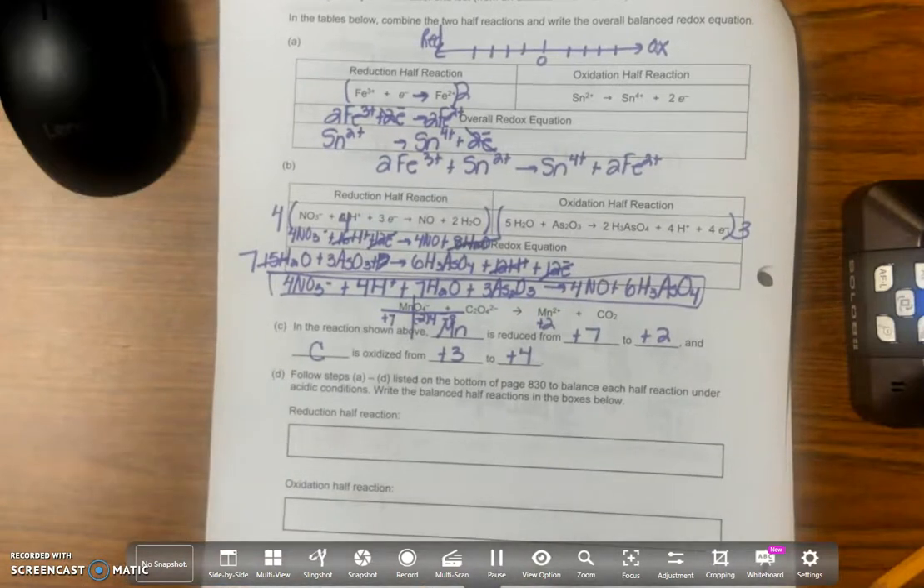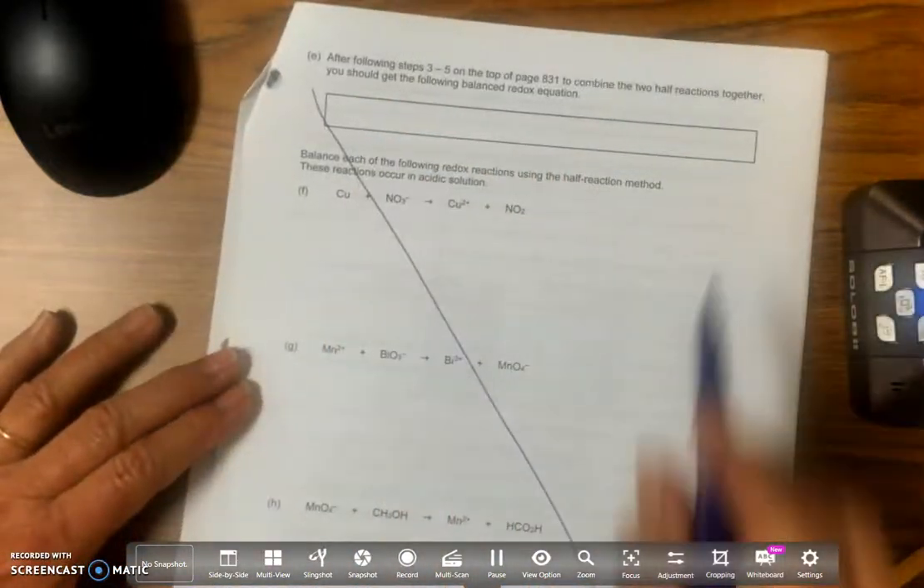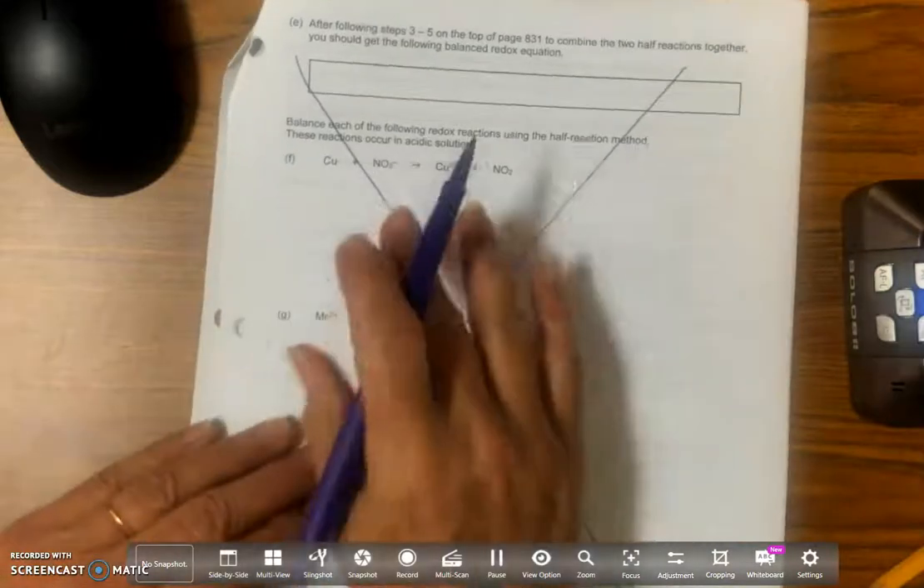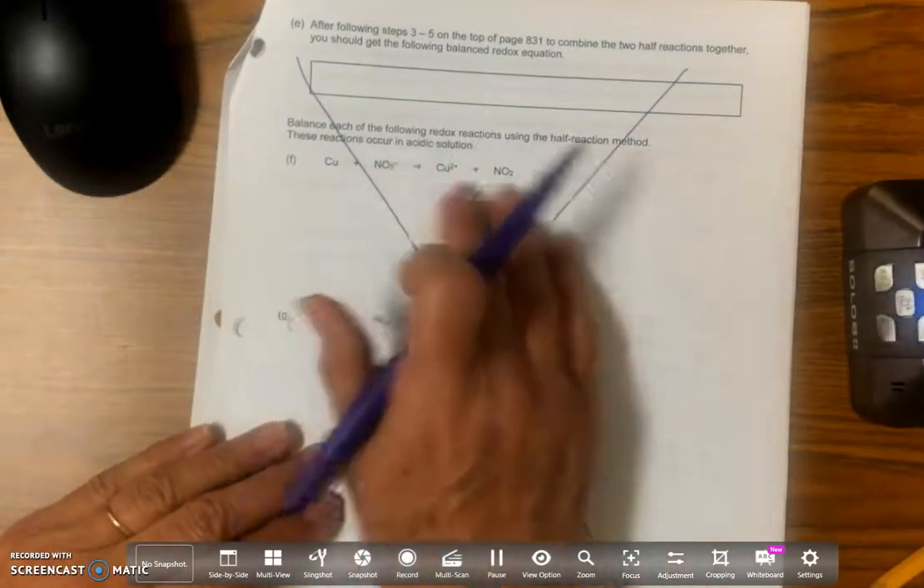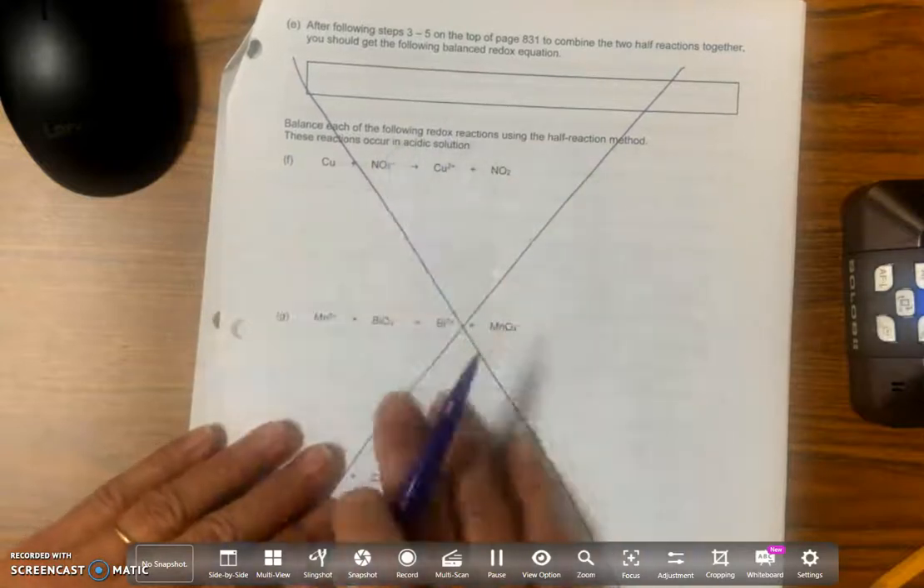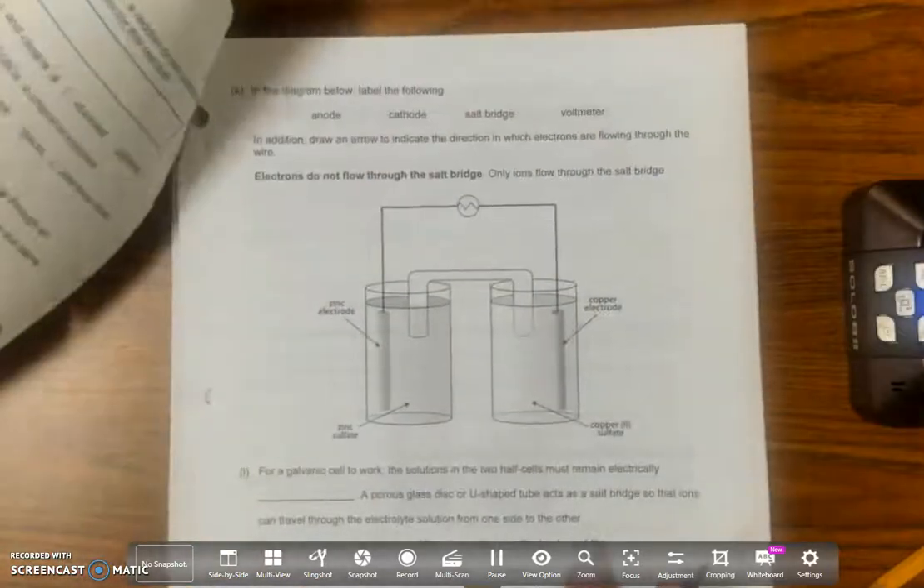Okay, now we are not going to worry about any of this. We are not going to balance reactions even with half reactions with acid and base. And so we're not going to worry about that in this case.